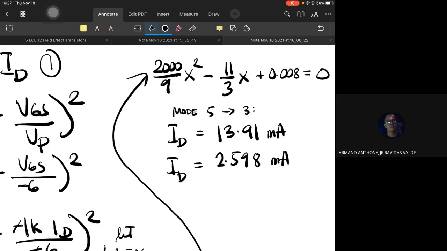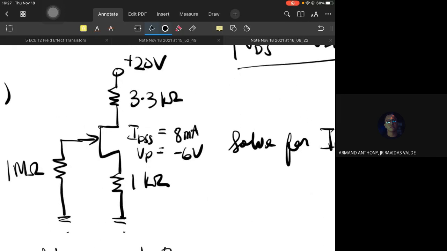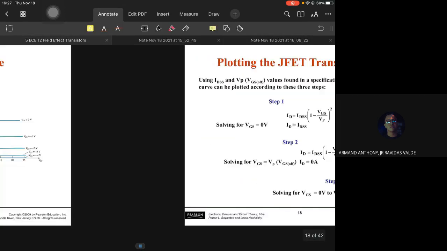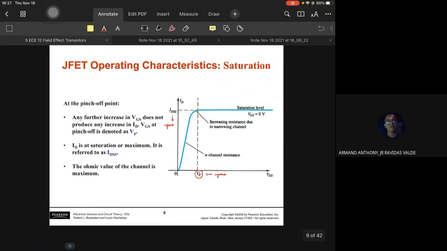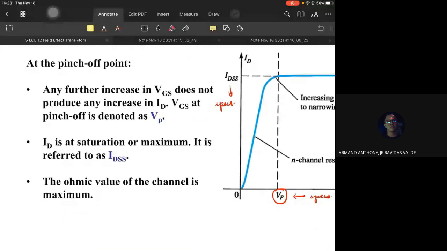So which do you think, among the two, is the real answer? Sa itong mga basis, number 1, we'd look at the given IDSS. Remember, IDSS is the maximum current sa atong Jfet. Ito dire, characteristic curve niya. ID at saturation is the maximum, referred to as IDSS. So IDSS is the maximum value na for current.